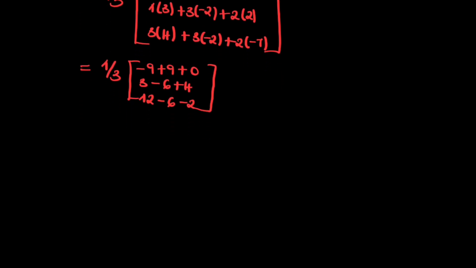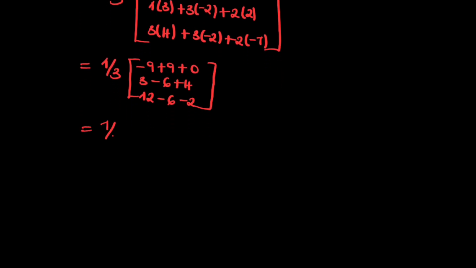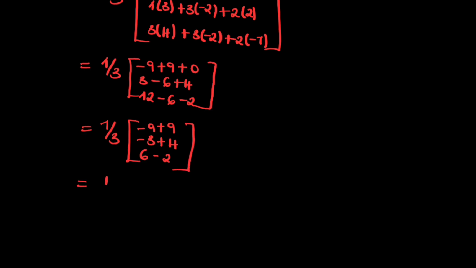So we simplify it further. Minus 9 plus 9, 3 minus 6 is minus 3 plus 4, 12 minus 6 is 6 minus 2. We simplify again. 1/3 into, so minus 9 plus 9 is 0, minus 3 plus 4 is 1, and 6 minus 2 is 4. That gives X, Y, and Z.